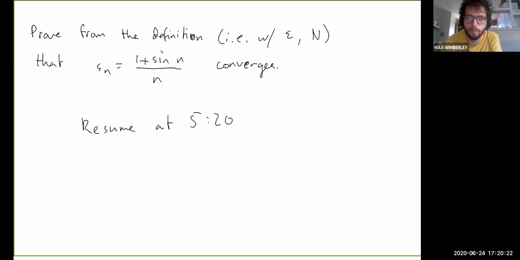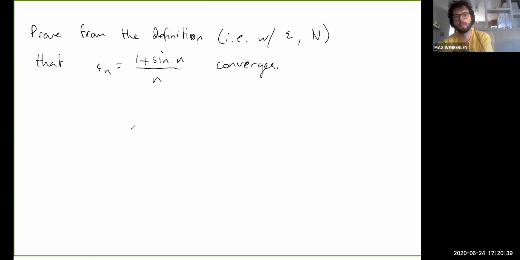Okay, so let's go over this now. This is an example of a sequence where basically you can't solve directly for what capital N has to be, right? So let's start our proof.